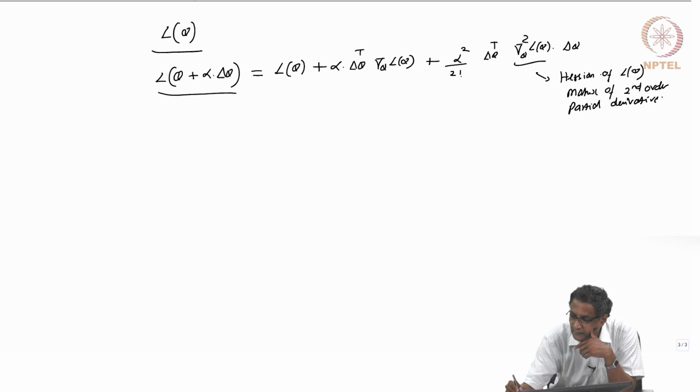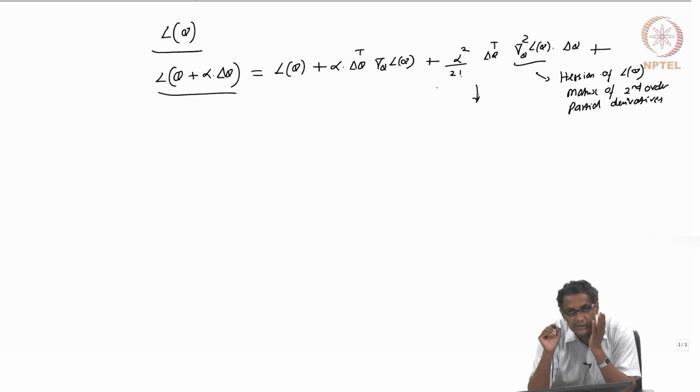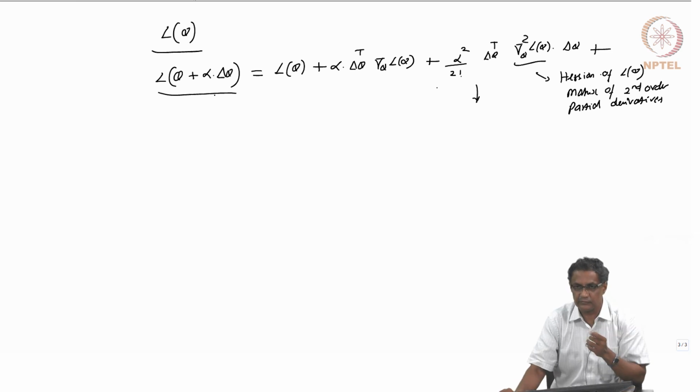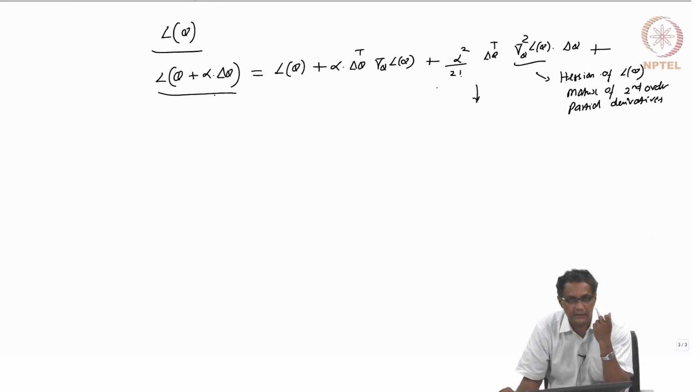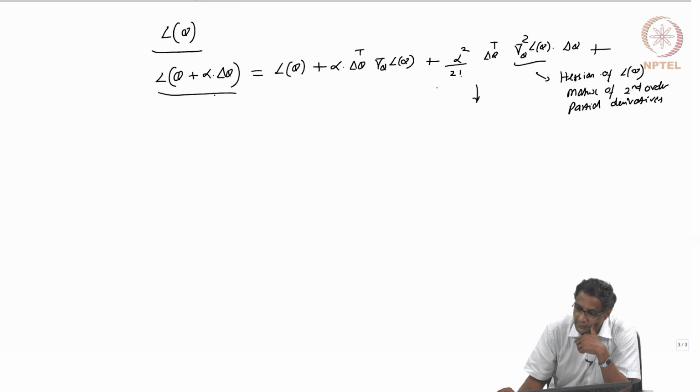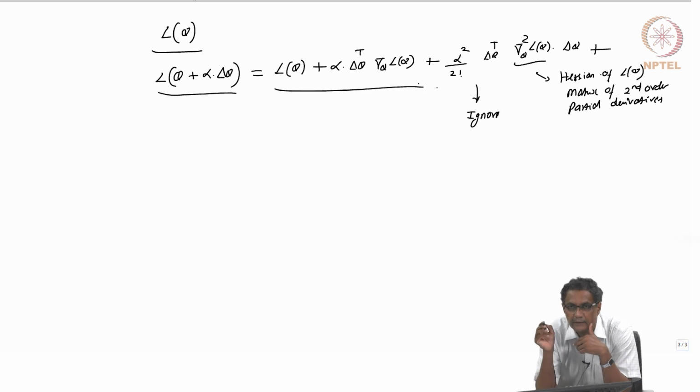Right now we will ignore these, and then of course there will be higher order terms. From the second order term onward we will just ignore it because our alpha is very small. This Taylor series approximation is good around a small neighborhood. So with alpha being small, we ignore all these terms and simply retain up to the linear term, not the quadratic.